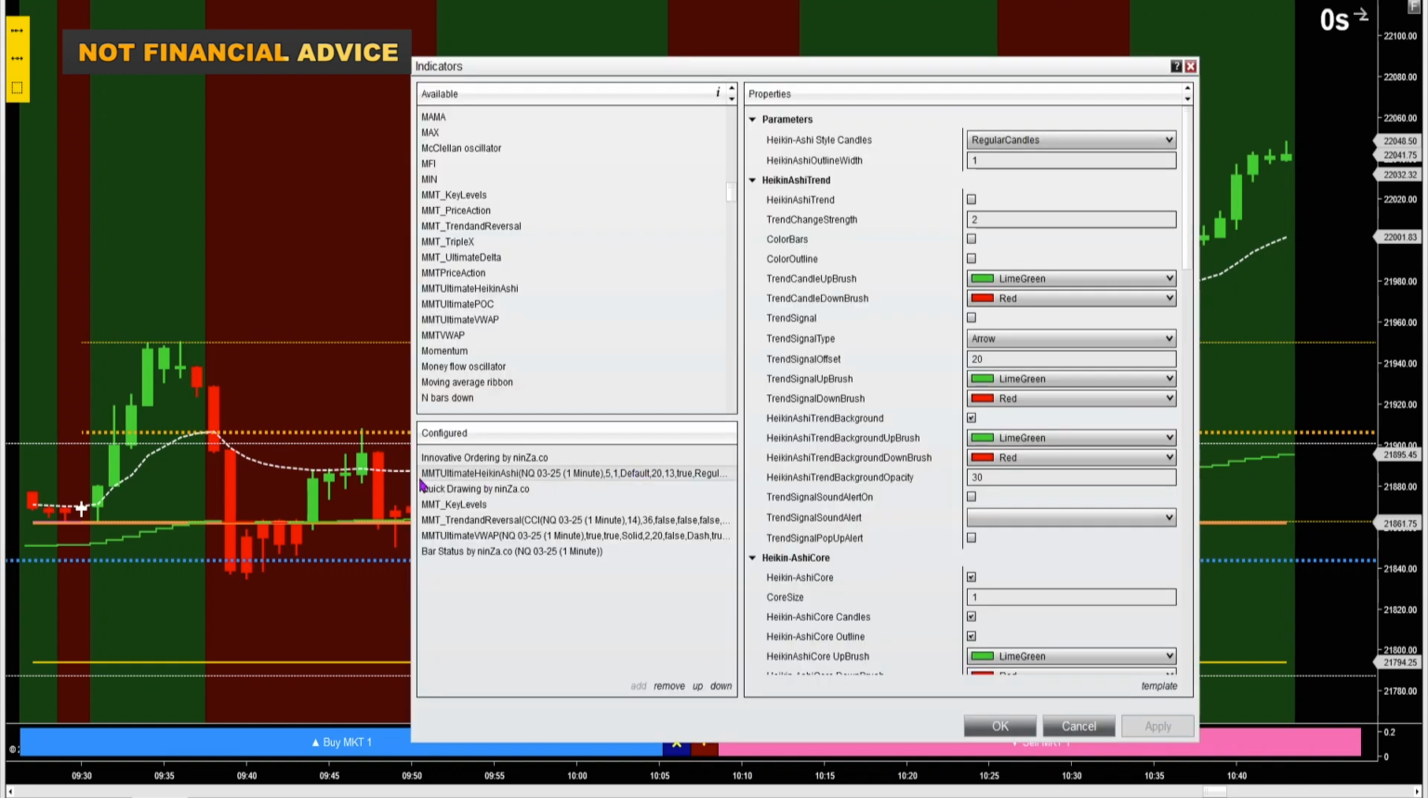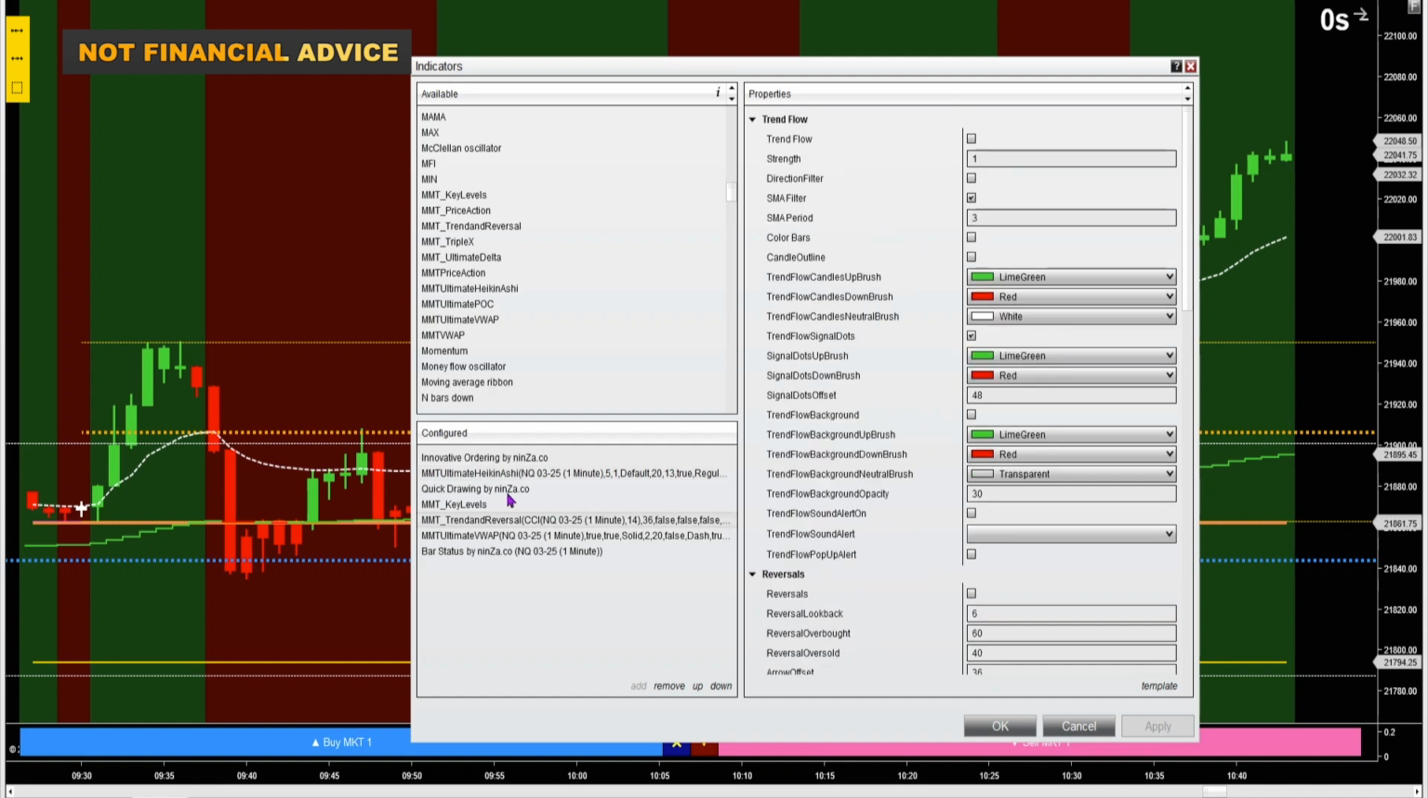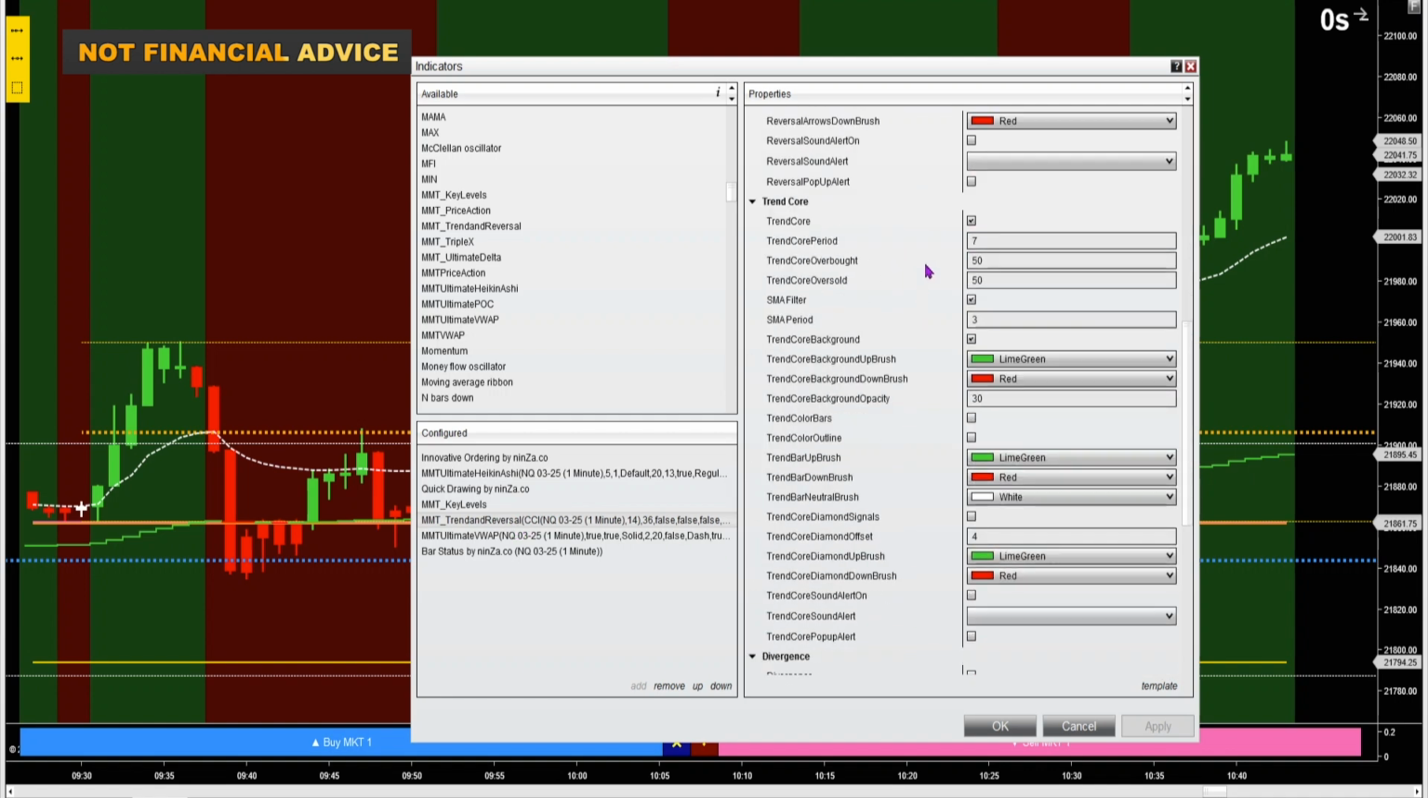So here's the settings. I've got the MMT Ultimate Heikin-Ashi. The only thing that I have activated is the Heikin-Ashi core. Default core size setting of 1. Got the candles and the outlines checked on. For the trend and reversal, I've got everything turned off except for the trend core. The trend core is what is painting the background. My favorite trend core period of 7.